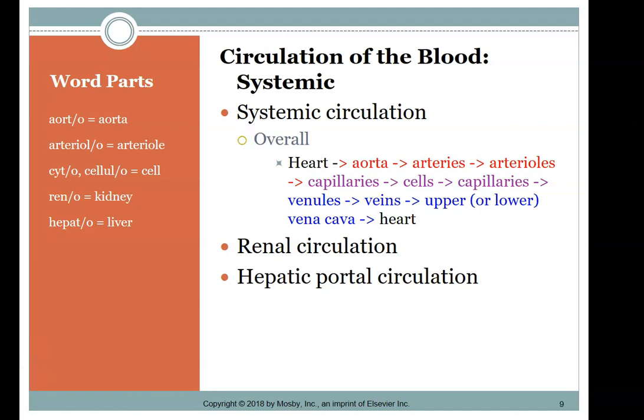And the word parts over on your left: aorta, arterioles, cyto or cellulo is cell, reno is kidney, and hepato would be liver.